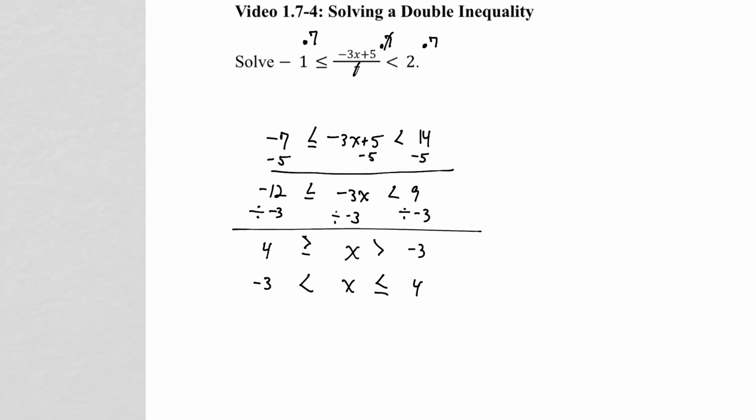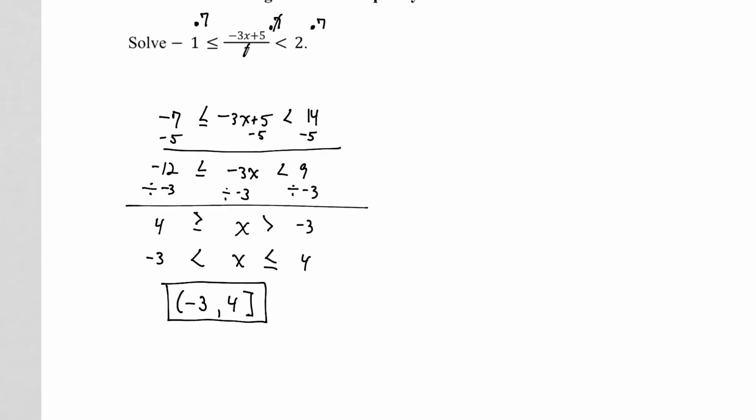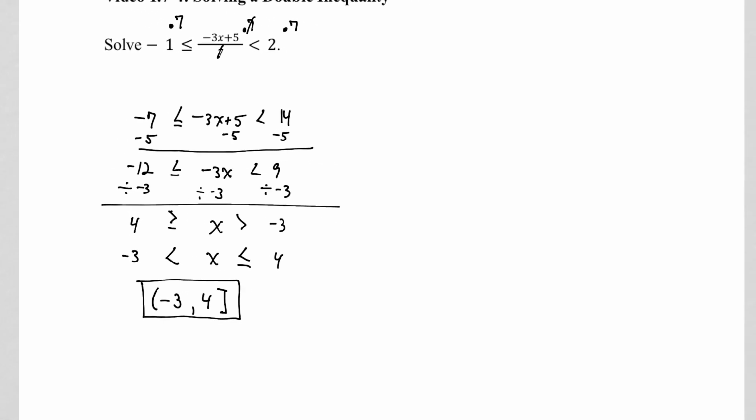And we would write our final answer in interval notation. So we have negative 3 to positive 4, not equal to, so that's open. And the right side is equal to, so that's a bracket. So this is our solution for this particular problem. But now let's look at a different way of doing this. Okay, let me rewrite the problem right here.